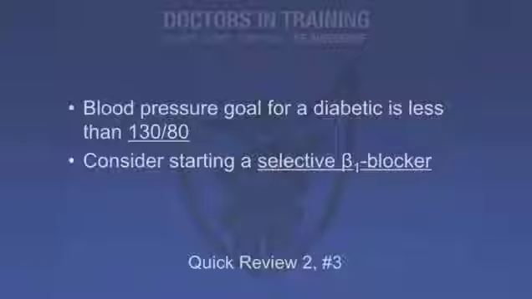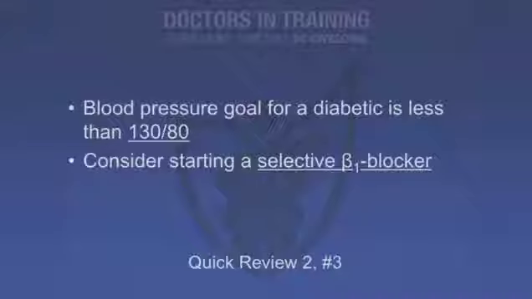So the blood pressure goal for a diabetic is less than 130/80. So this patient is already a little bit above that. So we need to adjust something. We need to do something for her. She's already on an ACE inhibitor, lisinopril. She's already on a thiazide diuretic, hydrochlorothiazide. She's already on a calcium channel blocker, amlodipine.